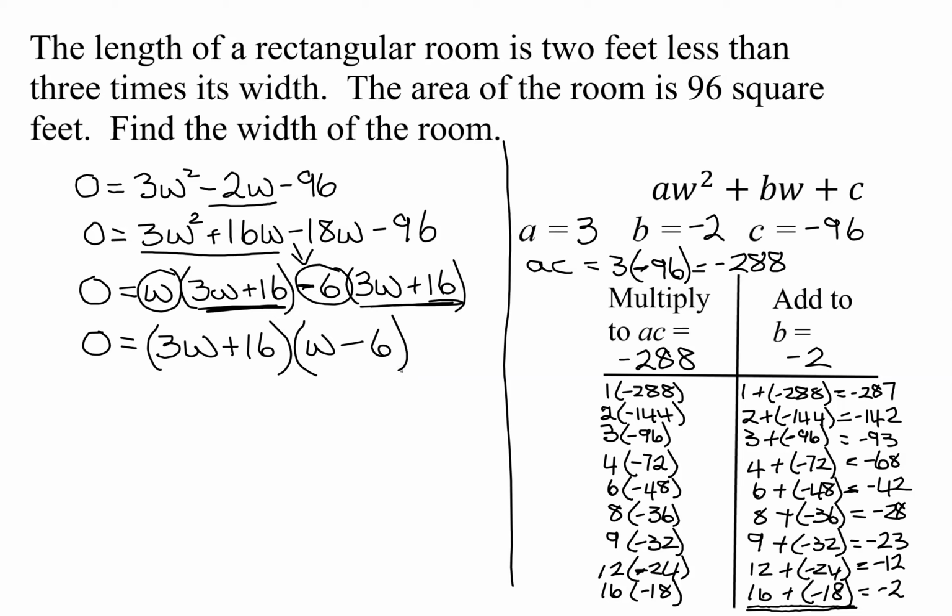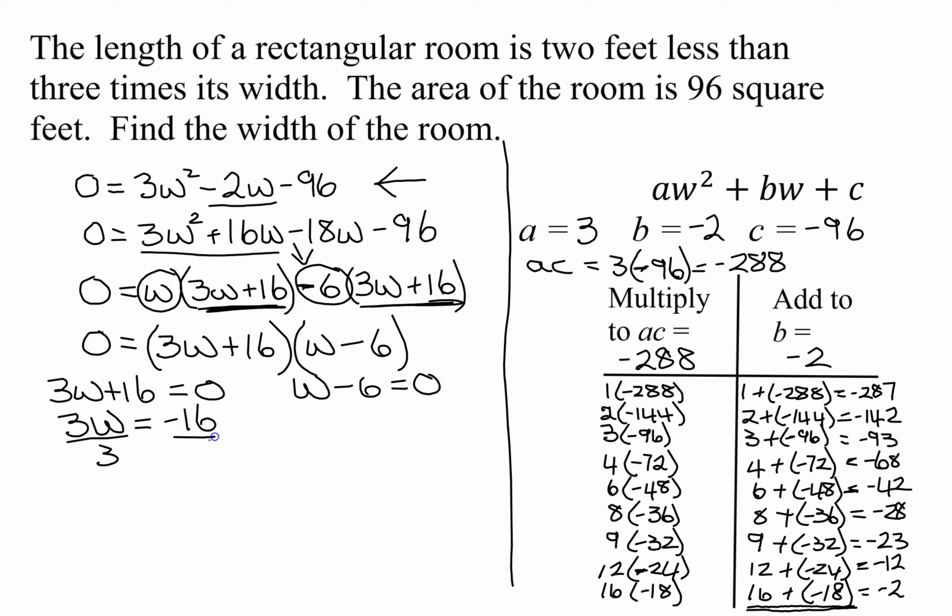If you want to check it, you can FOIL it out to see if you'll end up with this problem up here. And now 2 factors multiplied together equal 0. You set both of them equal to 0. So 3w plus 16 equals 0. W minus 6 equals 0. So on the first one, subtract 16 from both sides. 3w equals negative 16. Then divide by 3. So I get w equals negative 16 thirds. And on the second one, w minus 6 equals 0. Add 6 to both sides, you get w equals 6.